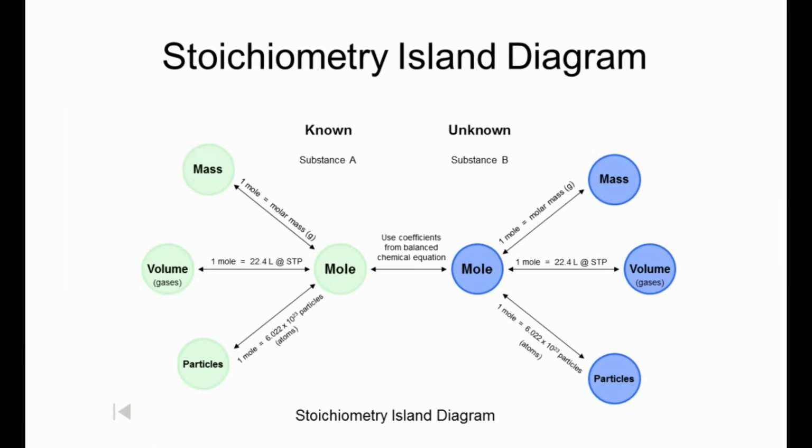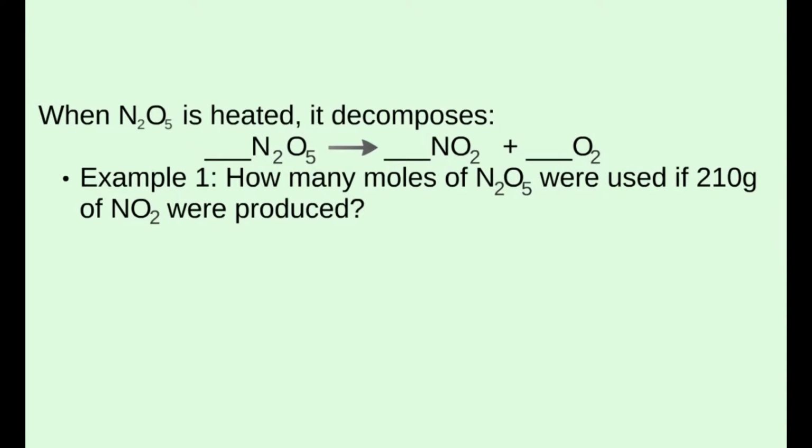Okay, so we're back to our map, and how to actually read it. Let me give you a sample question here. When NO2 is heated, it decomposes, and they give you this formula. This is actually a question I'd give you. So let's use that same formula we did earlier. How did we balance it again?